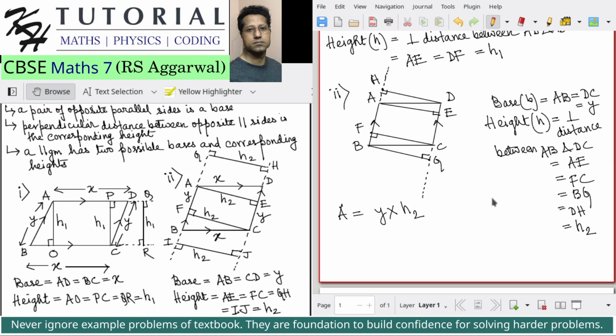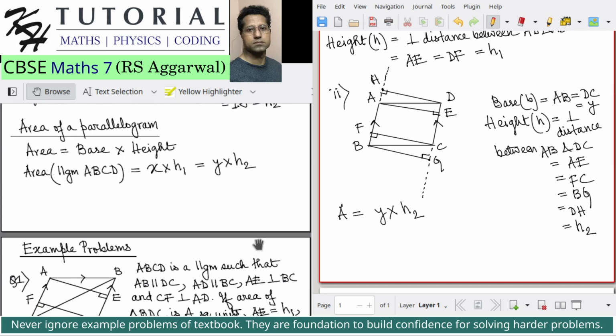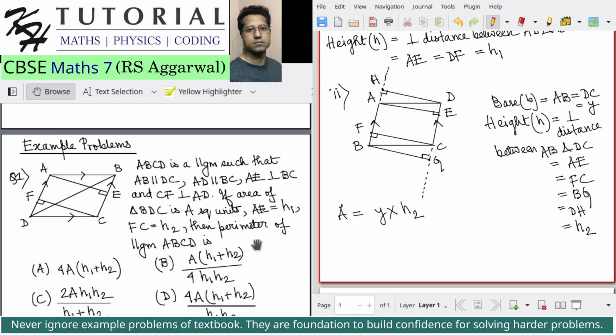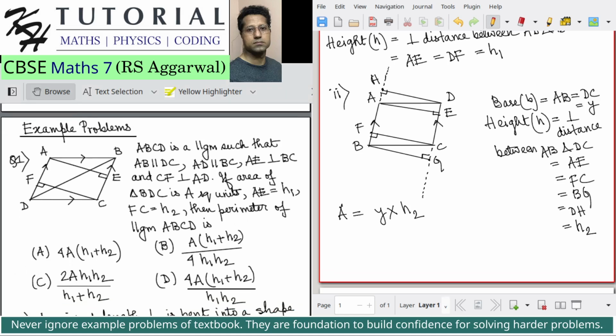So basically the area of a parallelogram is base into height, where the height is the corresponding height. Since there are two bases, you can consider either. The height will depend on the base, that is, the perpendicular distance between the two parallel opposite sides which we have considered to be the base. So this is all about finding the area of a parallelogram. Now let's solve the four example problems.